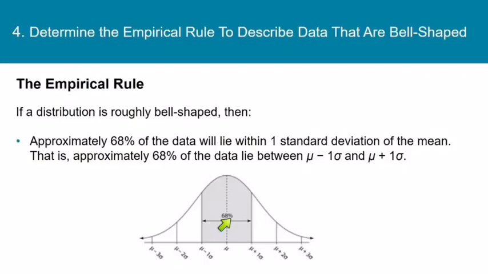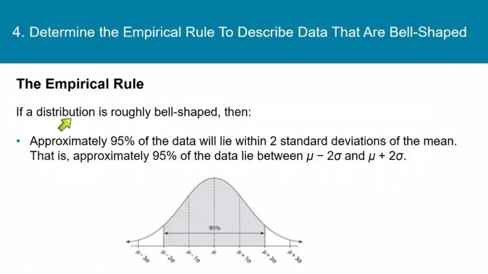It's not difficult to believe that the shaded area takes up more than half of the total area under the curve. And in fact, what we're seeing here is that the shaded area takes up about 68% of the area under the curve. And remember, this is a rule of thumb, so it's not going to be exactly 68% for every bell-shaped distribution, but it's approximately 68%.